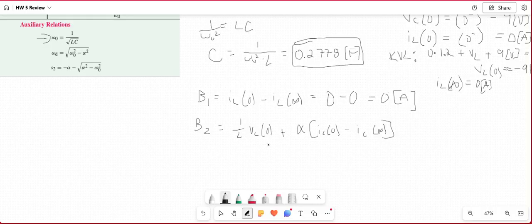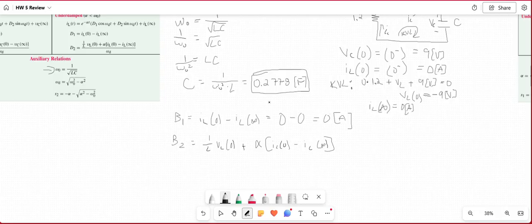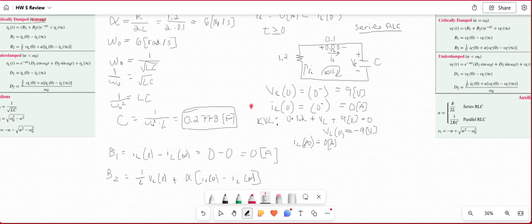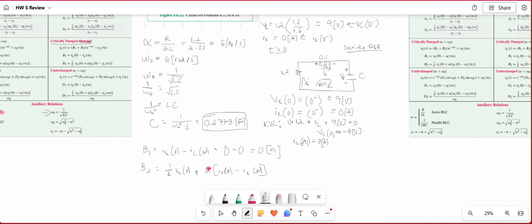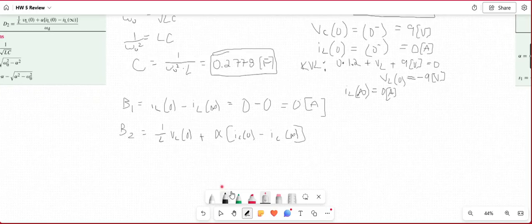When we plug all the values in: L was 0.1, VL of 0 we got to be -9, alpha we got to be 6, and then IL of 0 is 0 and IL infinity is 0. So when we plug everything in, we have B2 equals -90 amps.